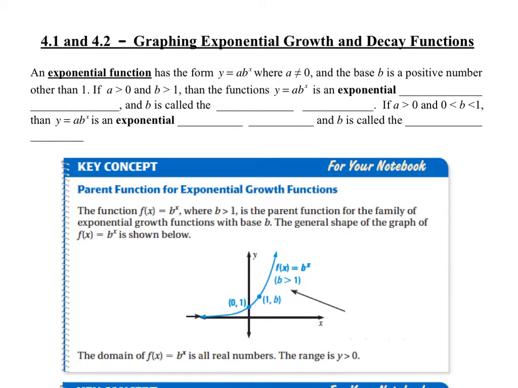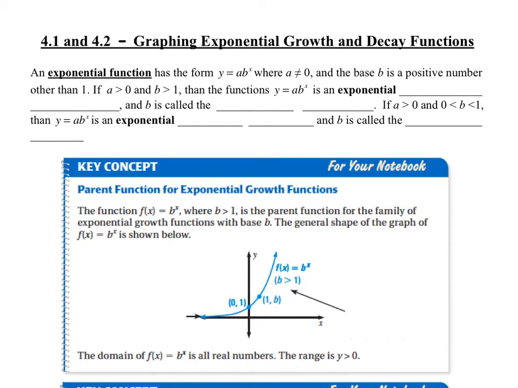The first section in Chapter 4, we're going to talk about exponential functions. We've talked about multiple functions, and now this is going to be our fourth type. Now, an exponential function has the form y equals a times b to the x power, as long as a isn't 0, because if it were 0, we wouldn't have a function. And the base b is a positive number other than 1, because if it were 1, then it would just be constant, it wouldn't be exponential.